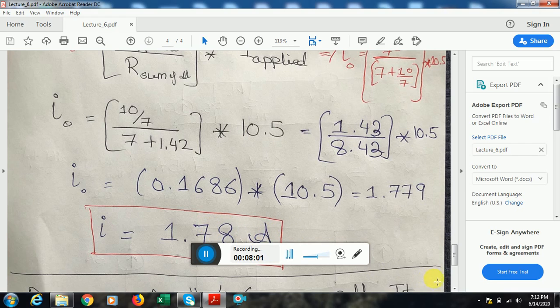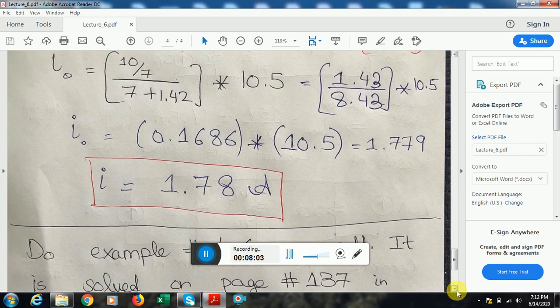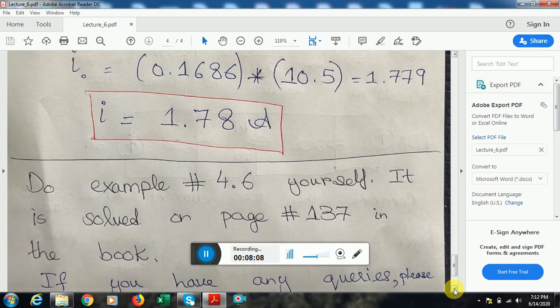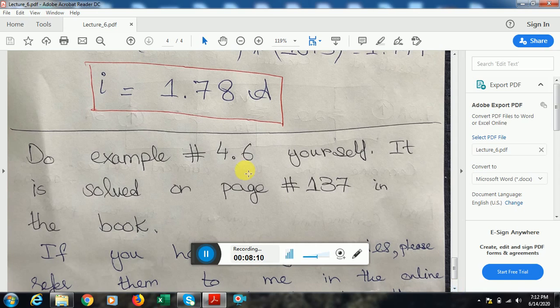So this is how we simplify the circuit by source transformation. We'll do it till there's no further simplification of the circuit. You can do the example number 4.6, which is related to this topic. It is solved in the book on page number 137, and you can easily solve it.